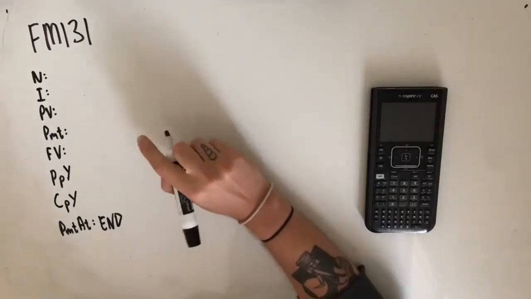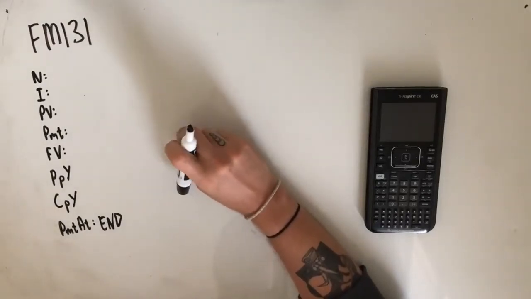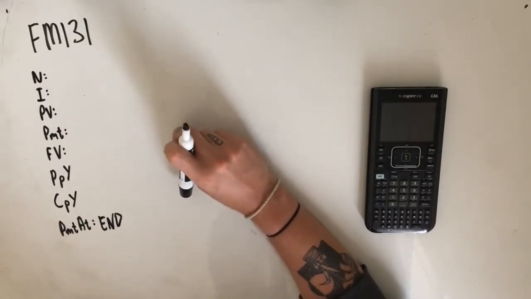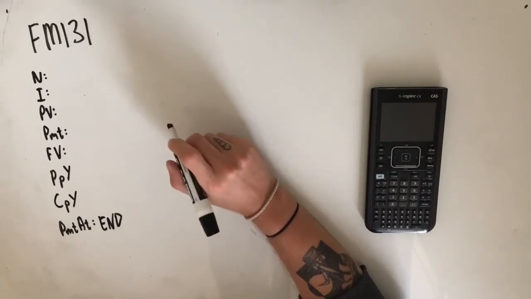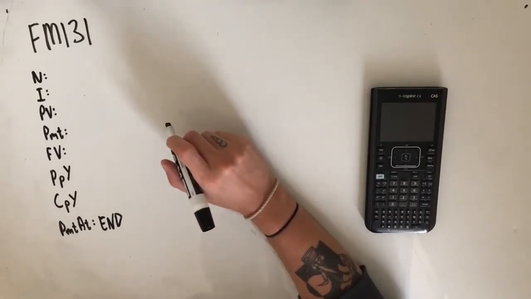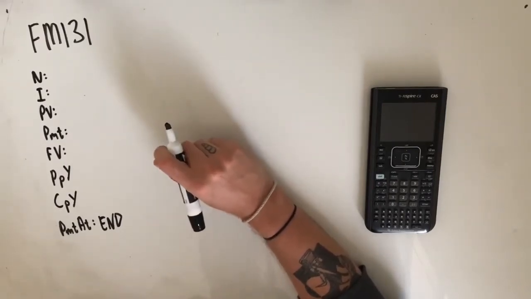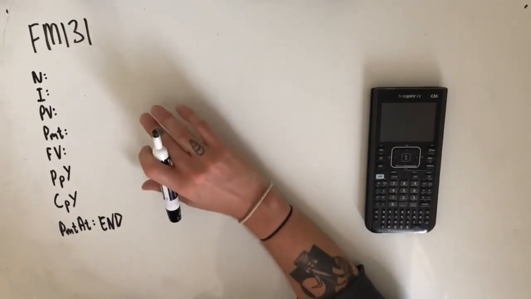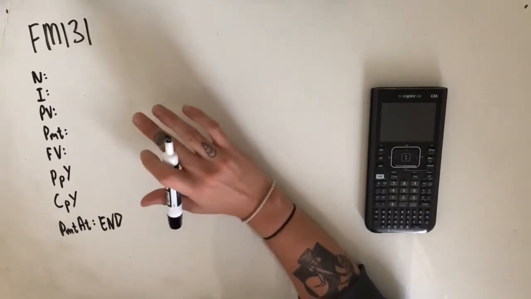Hey guys, welcome to question FM131, which reads, Addison invests $6,000 in a savings account that pays interest at a rate of 3.5% per annum compounding monthly. At the end of each month, immediately after the interest has been paid, Addison adds $50 to his investment. After 3 years, the value of his investment will be closest to what?